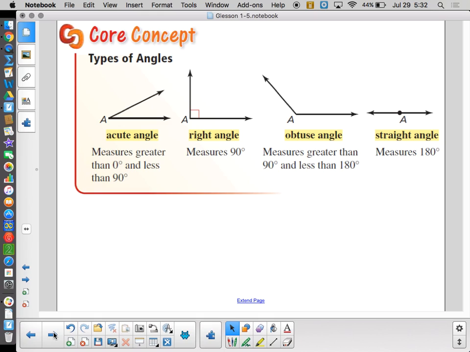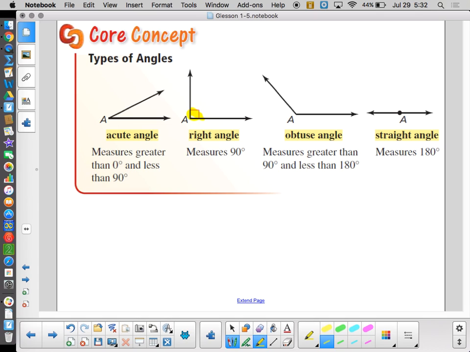These names should be pretty obvious to you, at least the first three. Acute angles measure between 0 and 90. Right angles measure exactly 90. Notice the little box here in the corner of the right angle. That indicates that it is a right angle. So if you see that little box, you may assume that that is a right angle. If you do not see the box and you just see the two lines look like they're almost a right angle, you can't make the assumption unless you're given more information.